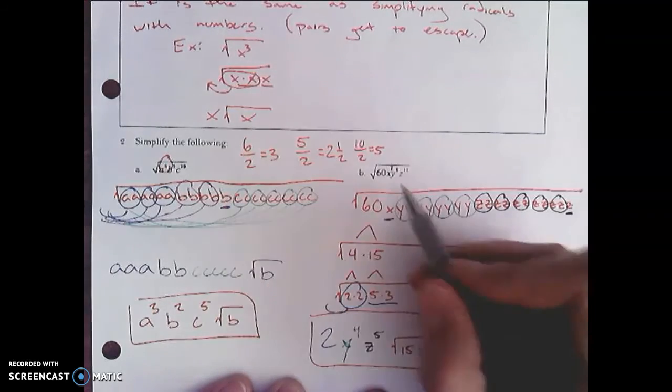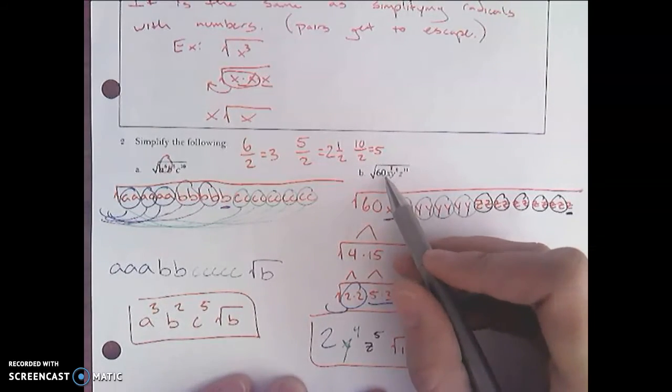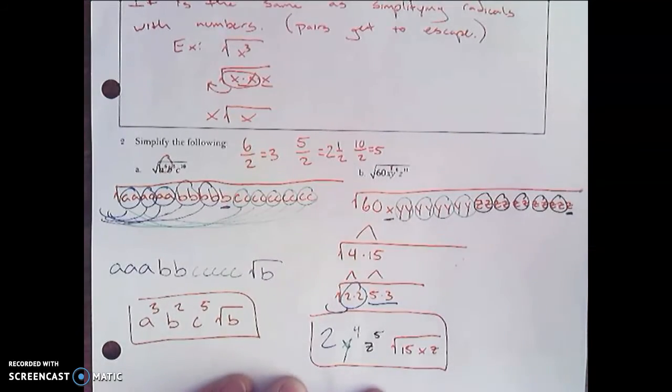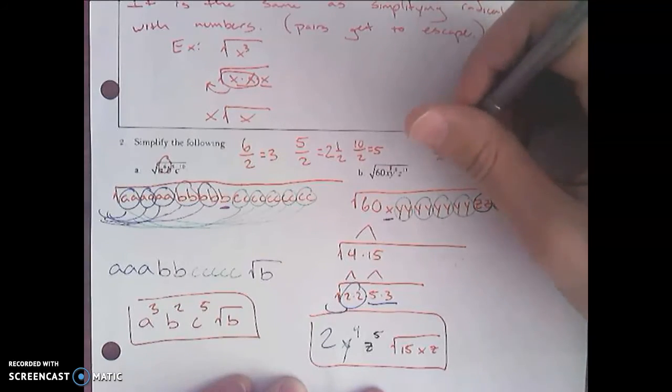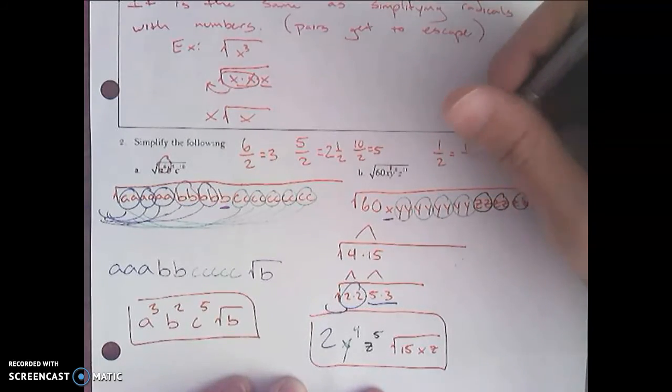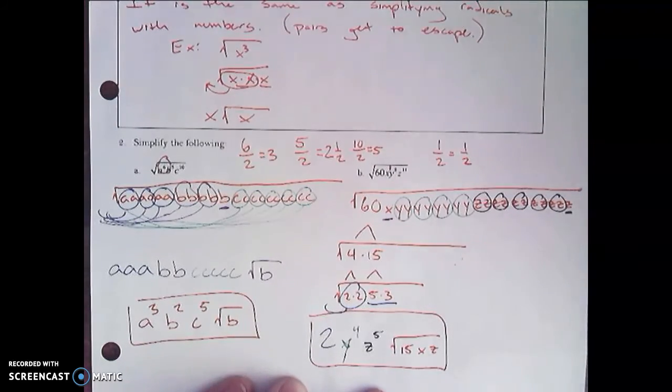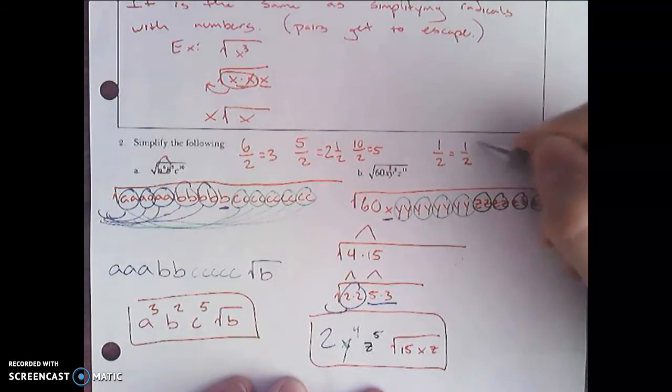So how can we get that from here? Well, the 60, we have to do the jailbreak method either way. For the numbers, you have to break those down as you normally would. But for the variables, we can use that exponent trick. So here we have x. The exponent is 1. So when we divide by 2, we get 1/2. So that doesn't divide evenly, we just get 1/2. That tells us that we have 1 left inside.